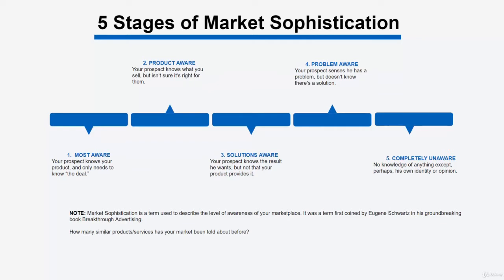So the first stage is where your prospect knows your product. They already have been pitched and seen all these different marketing materials, and they are just like, hey, I know what the deal is, just tell me what the price is. Stage number 2 is where they're product aware. The prospect knows what you sell, but they're not sure if it's right for them. Number 3, they're solution aware. Your prospect knows the results that he or she wants, but they're not sure whether or not your product provides it. Number 4, problem aware. Your prospect senses that they have a problem, but they don't know that there's a solution out there. Number 5, they're completely unaware. They have no knowledge of the product or service.